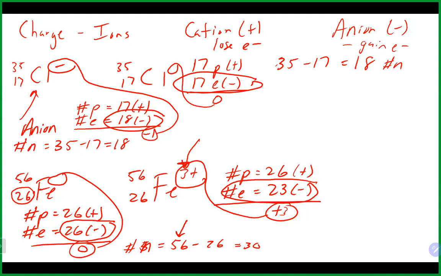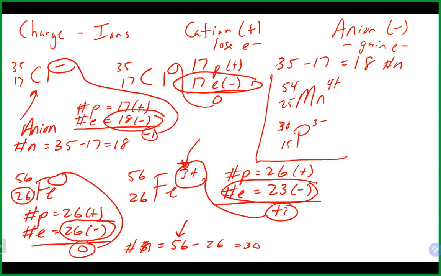Why don't you try a couple? Let's do Mn, 25, 54, and we'll do a 4+. And let's do phosphorus here: 15, 30, 3 minus. All right, how many protons, electrons, and neutrons in each?